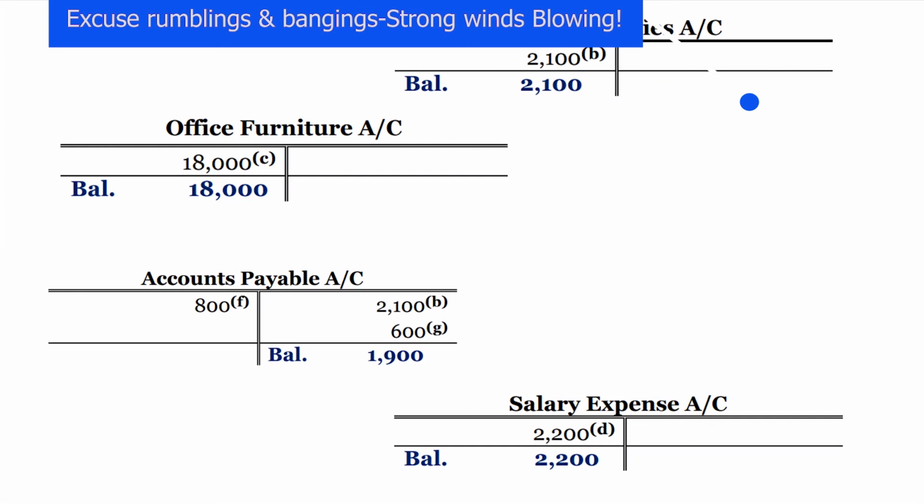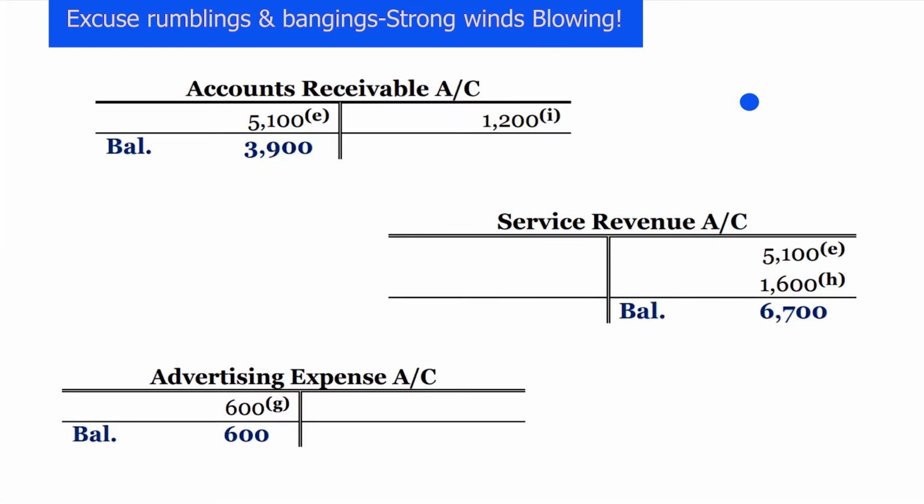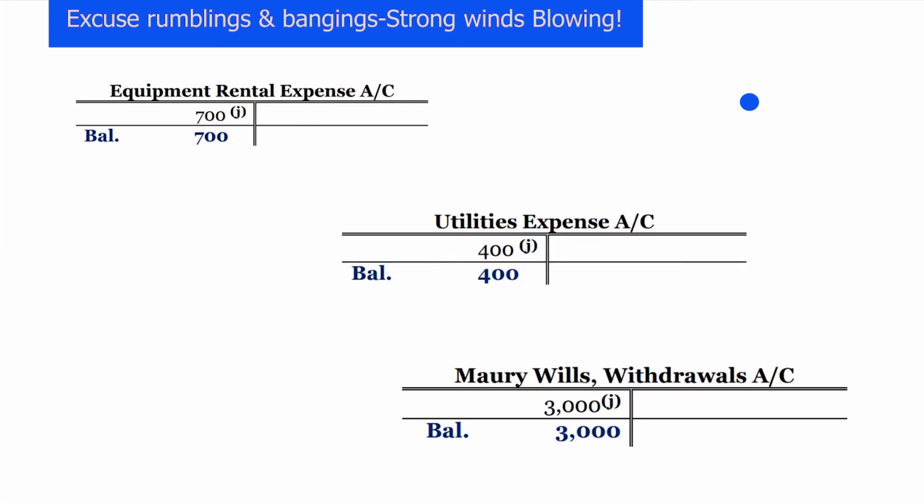You can notice that for accounts where there was only one transaction, it is very simple to do. You just carry the total down, right? So I have here accounts that are closed, general ledgers that are balanced and closed. This is what your office supplies account, your furniture account, your payable account, and your salary balances should look like, on the respective sides. We have other accounts here: accounts receivable, service revenue, advertising expense. We also have our equipment, our utilities, and our withdrawals account, right? So this should sum up all the accounts and ledgers that we would have opened.